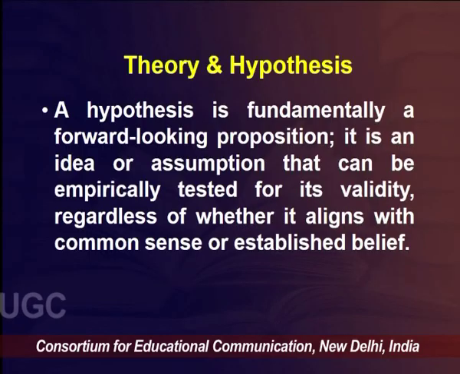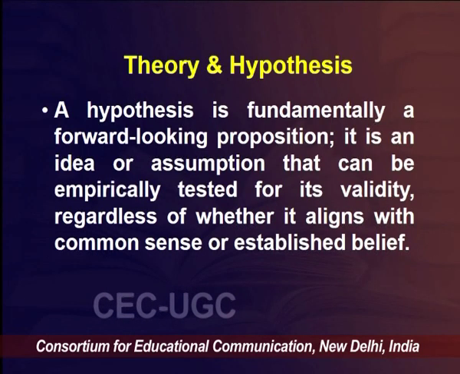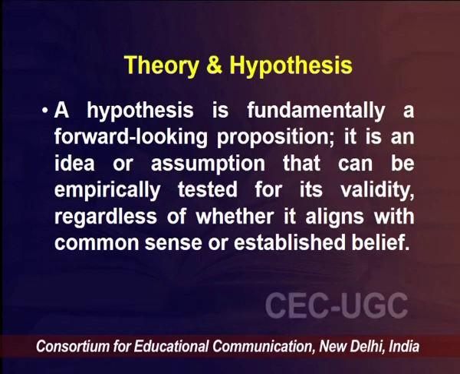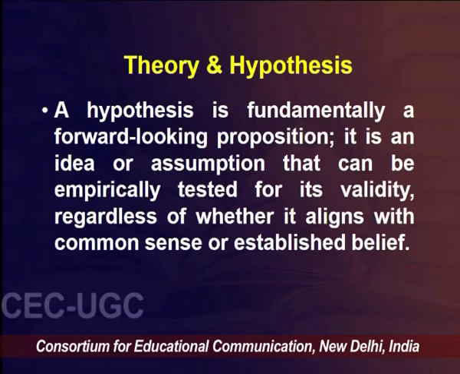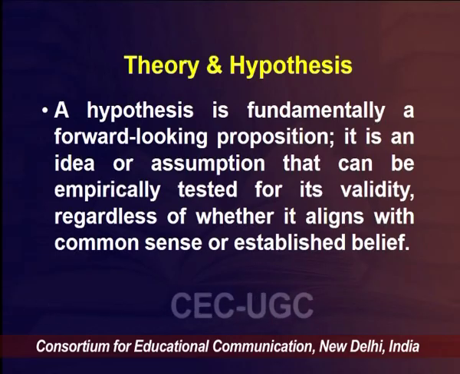So, a theory is basically a broad, elaborate hypothesis dealing with many types of facts, while a hypothesis is a testable prediction derived from the theory. The two are practically inseparable, acting as the mechanism by which science adds to its knowledge base. A hypothesis is fundamentally a forward-looking proposition. It is an idea or assumption that can be empirically tested for its validity, regardless of whether it aligns with common sense or established belief.